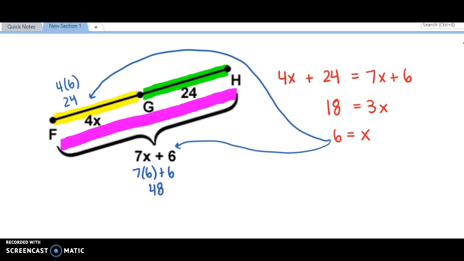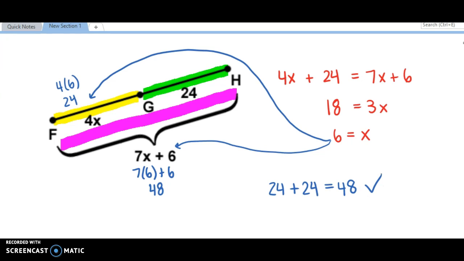Now again, I know that the yellow segment, FG, plus the green segment, GH, has to have a total sum, because I'm using my segment addition postulate, of the pink FH of 48. And that's true. 24 plus 24 is 48.